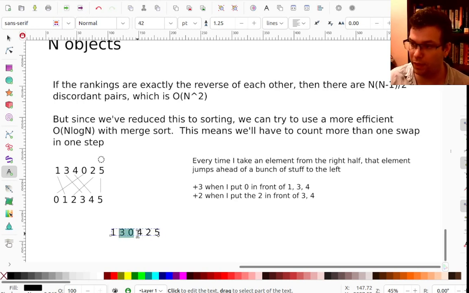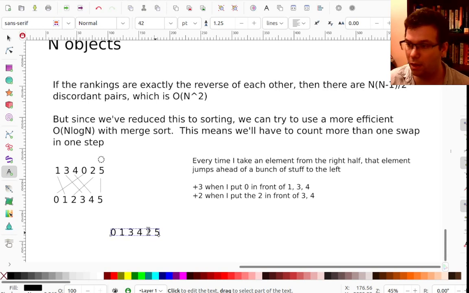0 is less than 3. Swap that. That's one swap. 0 is less than 1. Swap that. That's another swap. So I just did 3 swaps to sink that 0 down to the correct spot.